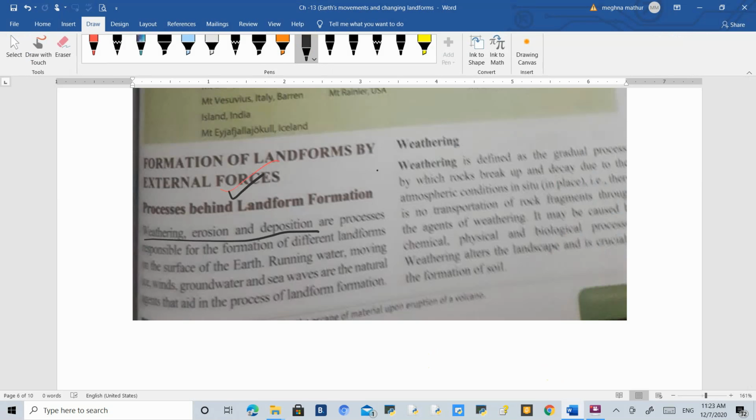Now, what is weathering? Weathering is the breaking up or decaying of the rocks. Okay, breaking up due to any kind of forces. When the rocks break up and decay, they change their shape. That is called as weathering.